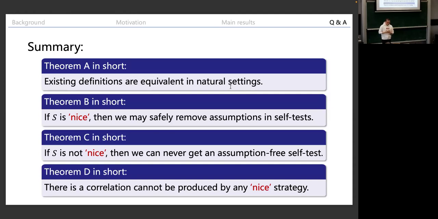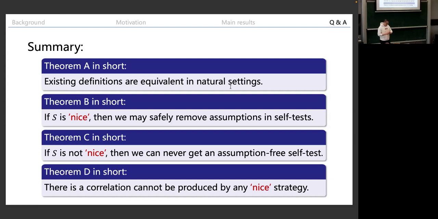We have to make some proper assumptions for the failures. And finally, in our last theorem, we show that there is a correlation which cannot be produced by any nice strategy.